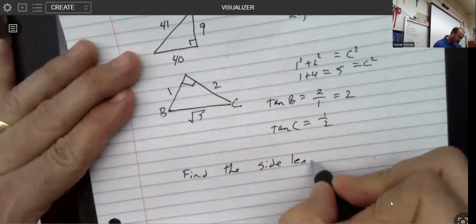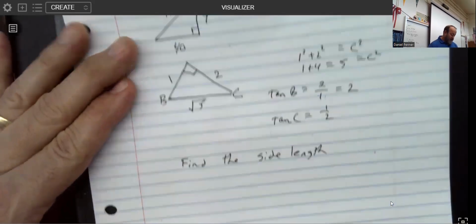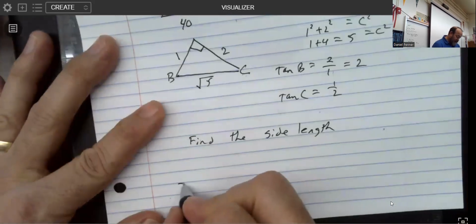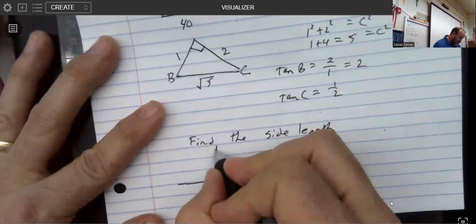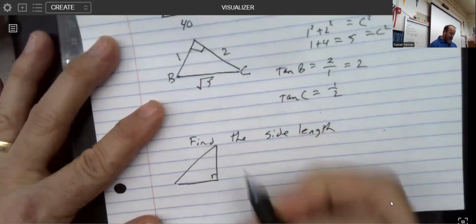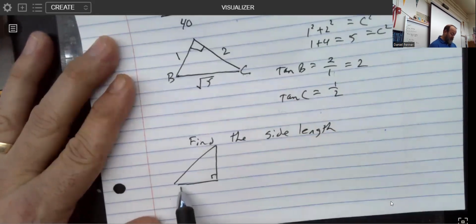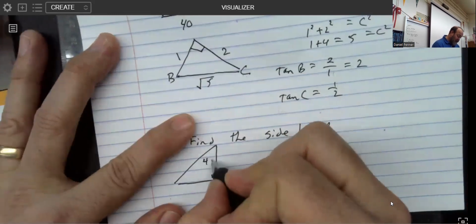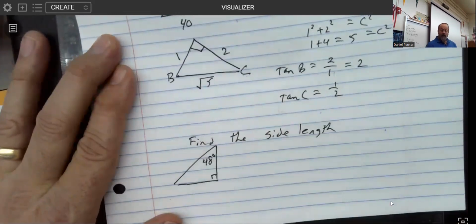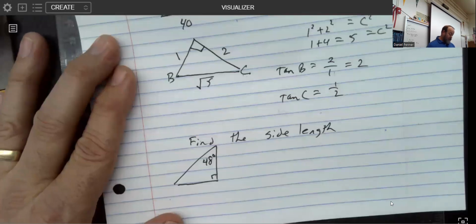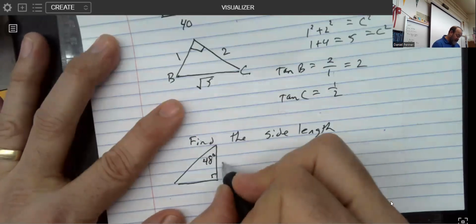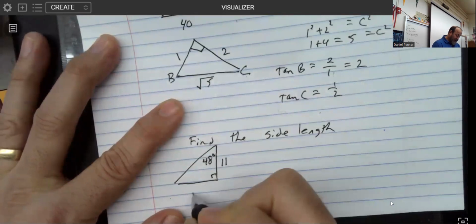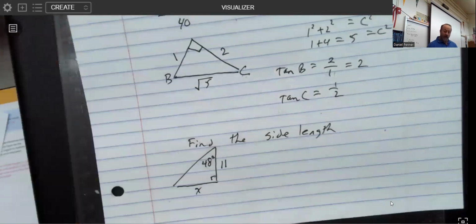Let's do that. Find the side length. Now, that can be done a little bit differently. So let's see. Again, let's say we have this, but instead of saying this angle right here is a letter, what if I actually told you that I knew what it was, and it was 48 degrees? And I was able to tell you that maybe this side was 11 centimeters, but I don't know what that one is right there.